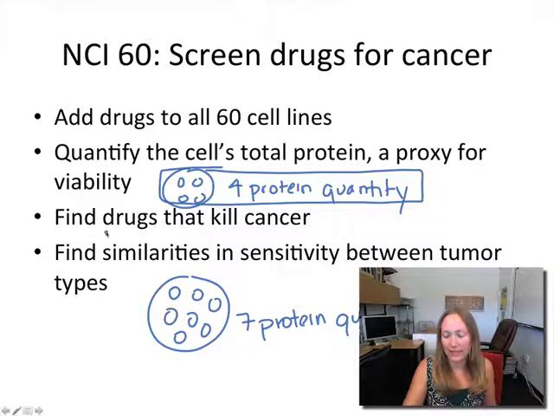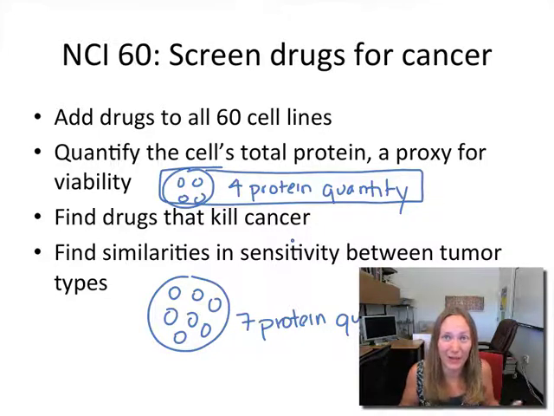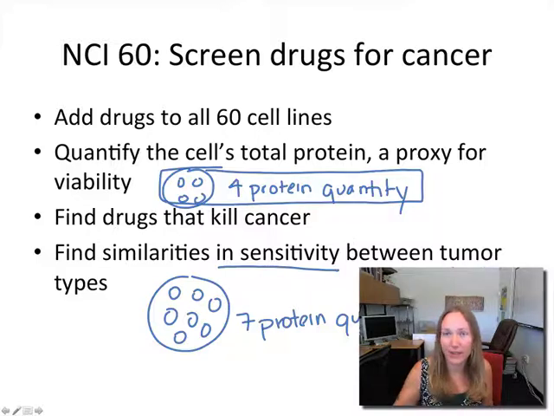So they basically found a bunch of drugs that killed the cancer. Some of these are very surprising. Vitamin D, it turns out, kills cancer. A lot of things, if you put enough of it in a plate, will actually destroy the cells. And next they set out to find similarities in sensitivity to specific drugs between different kinds of tumor types.